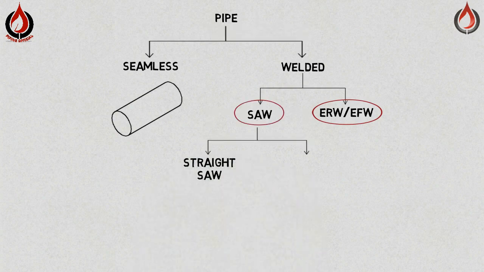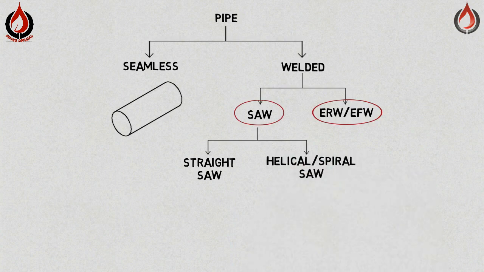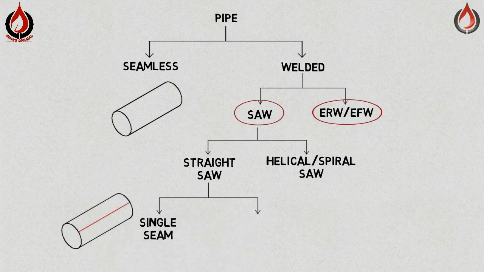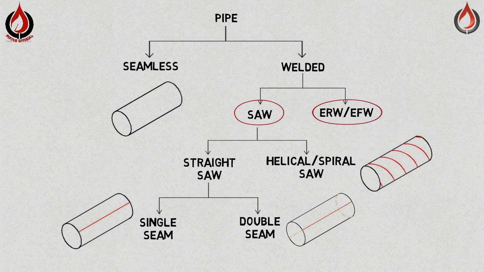There are two types of SAW, straight SAW and helical or spiral SAW, which is based on welding profile. In straight SAW there are two types: single seam pipe, which is welded on only one side of the pipe, and double seam pipe, which is welded from both sides parallelly. A pipe made of a long strip of steel plate fitted together to form a helical or spiral seam, which is welded like in the picture.